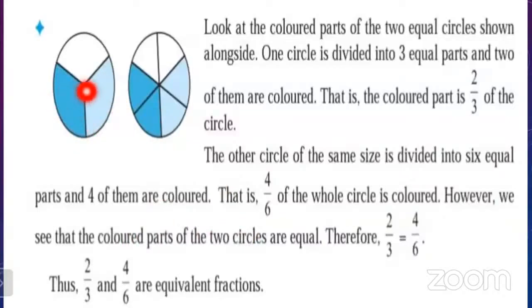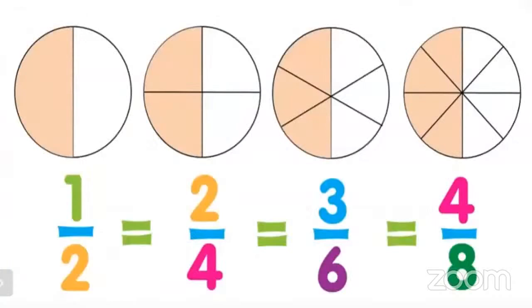You can see the colored portion of both circles is equal, isn't it? Only here is the difference. It is divided into 4 parts, but the colored portion of both circles is equal. Okay, now look here. Let us try to understand again.